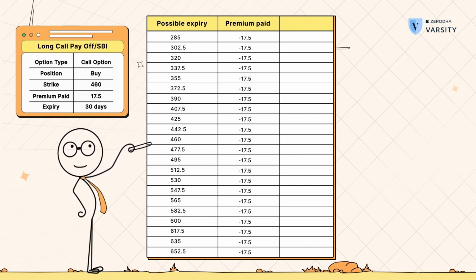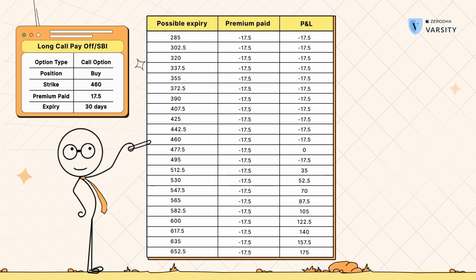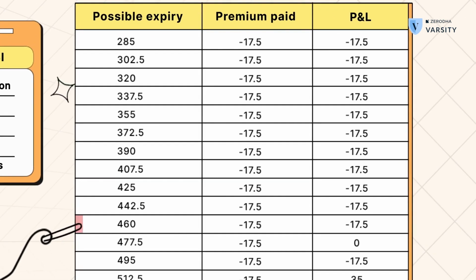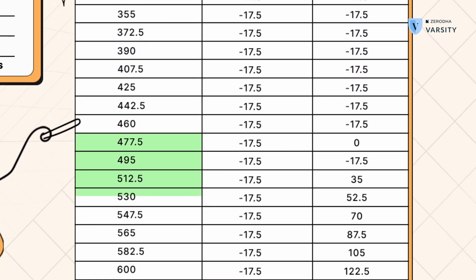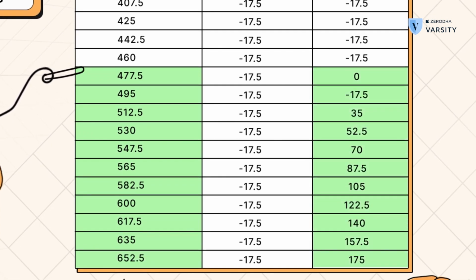The third column represents the profit or loss based on the possible stock price upon expiry. Now recollect, when we generalized, we said as long as the stock price remains flat or declines, all you lose is the premium that you've paid. That's exactly what you see here. 460 is the strike. At 460 or any price lower than 460, your P&L will remain flat at negative 17 rupees 50 paisa. Whereas, as the stock price starts to increase, you will start making money on a call option.